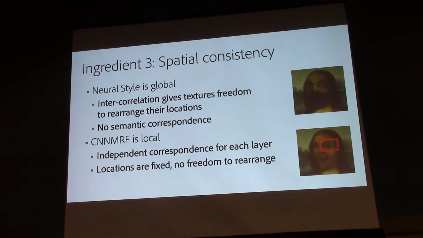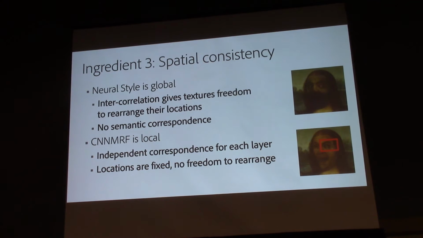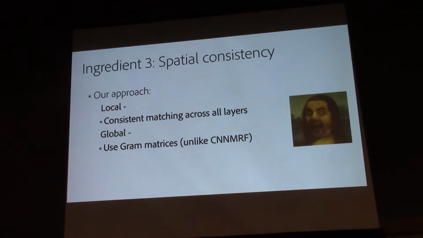If you look at the original neural style method, it's a global method. It uses the statistics, the Gram matrices, of the entire style image. And it's good in one way because it gives freedom to textures to rearrange themselves, and they can latch into the region they want. But as we said, it doesn't have any semantic correspondence. On the other hand, CNN-MRF is a local method, but it has other problems because it does the semantic match differently in different scales, which introduces these typical ghosting artifacts in the eye of the monitor. So what we do is mix and match the good of both methods.